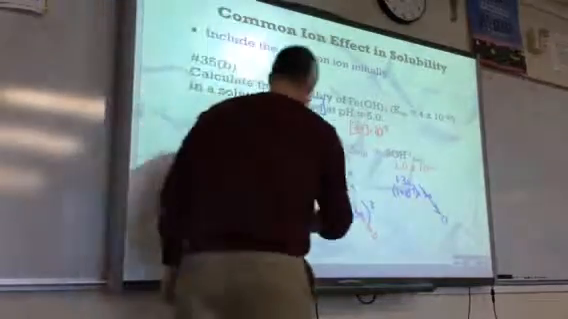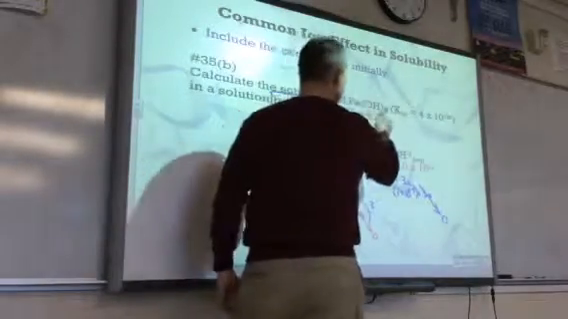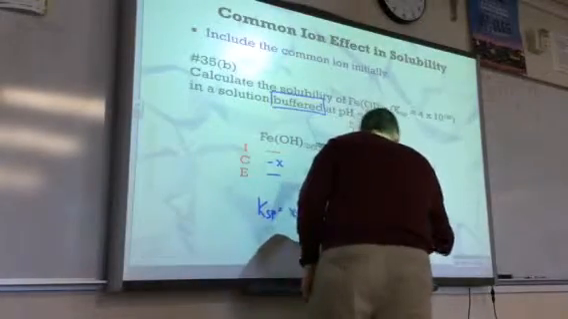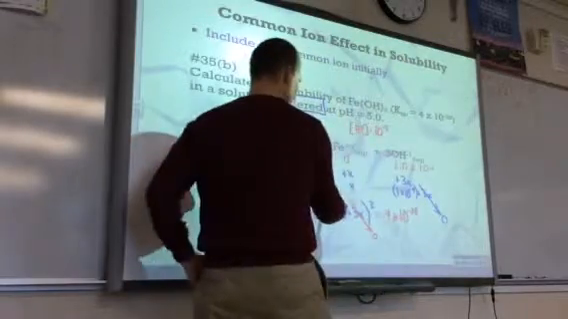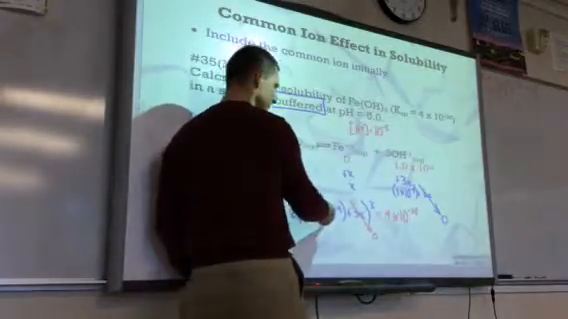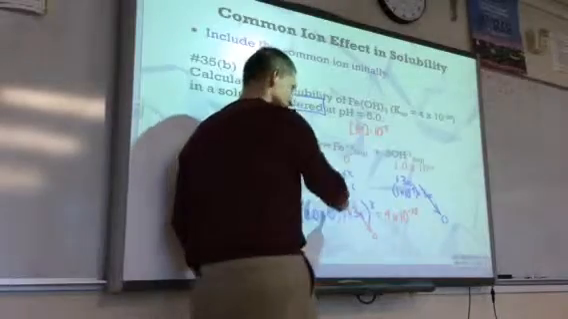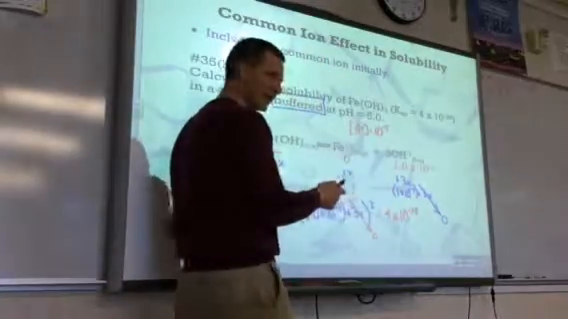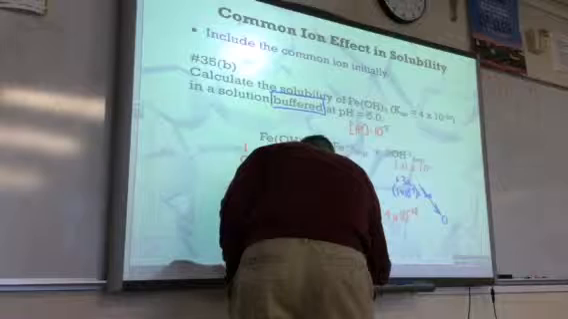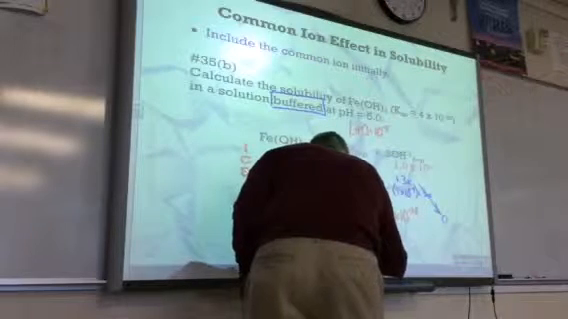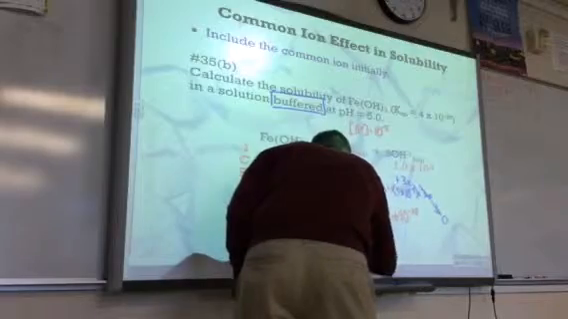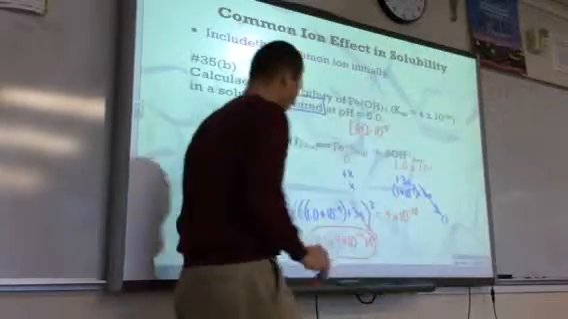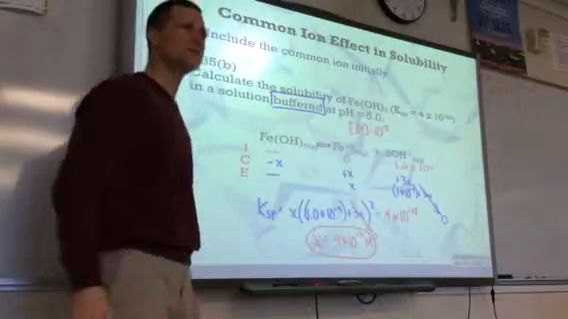So, doing the math on this thing, the Ksp is given. It's 4 times 10 to the negative 38. And over here on this side, we have x times 1 times 10 to the negative 27. So just divide out the 1 times 10 to the negative 27. And x equals 4 times 10 to the negative 11. Molarity. Yes.